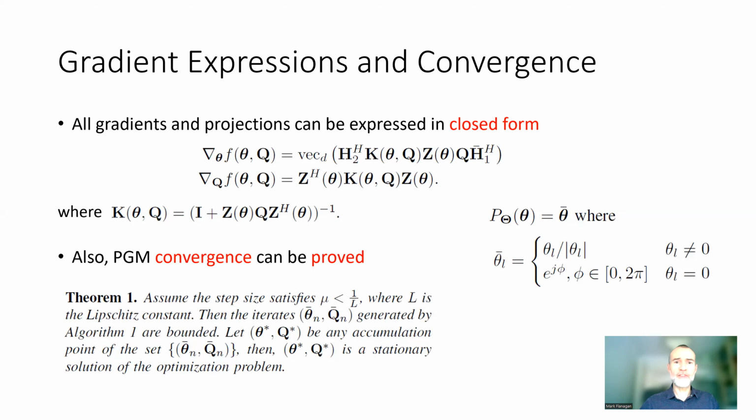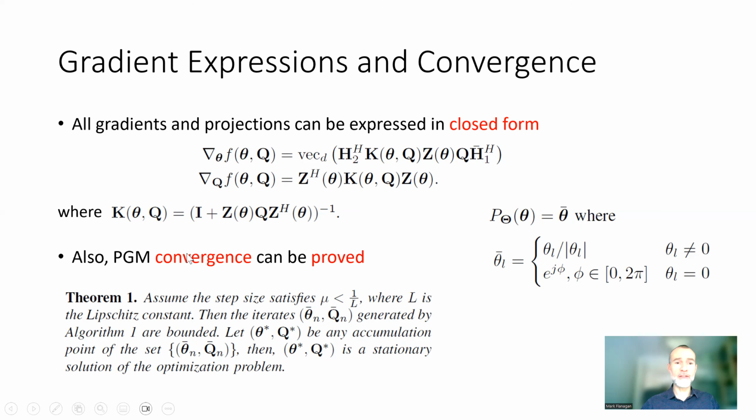Another advantage of using this particular form is that all of the gradients and projections that we need can be expressed in very nice compact closed-form expressions, which I've illustrated here, for example, for the gradient with respect to the RIS elements and the covariance matrix, expressed in a simple way.